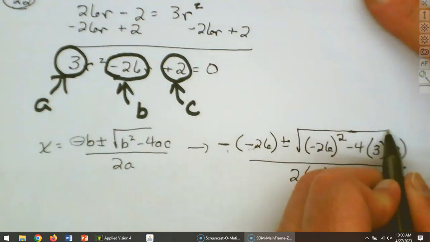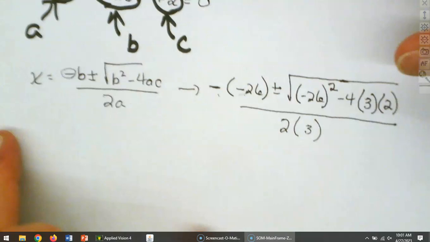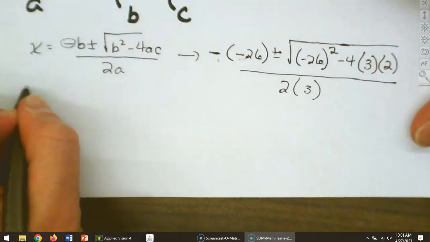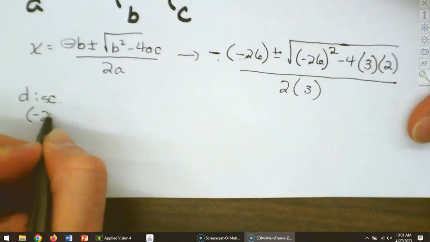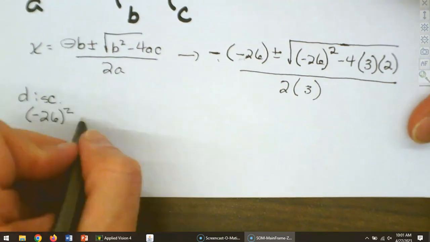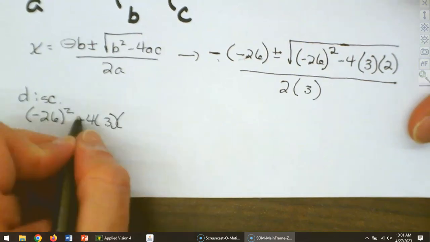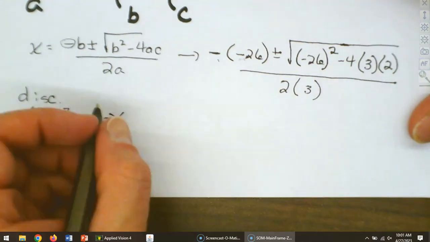Square root goes over all of it. Now we're going to rewrite this again, and we do our discriminant separately. So what's in our discriminant? Minus 26 squared minus 4 there. Right. Make sure you copy the signs down correctly. Minus 4 times 3 times 2.